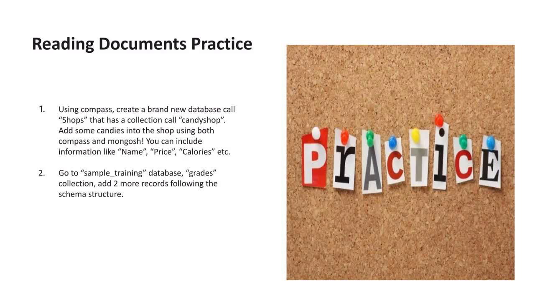Your second task is to use Compass and Mongosh to create one document each in the sample training database's grades collection. You may only assign 4 scores corresponding to exam, quiz, and 2 homeworks. Be sure to study the schema structure in the collection. Note that the scores are in the data type of key and value pair arrays. You may pause the video now and practice document creation.